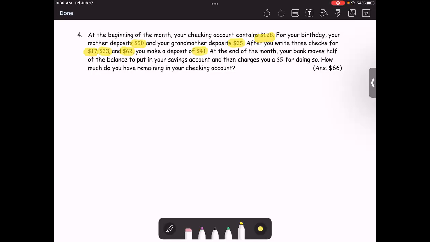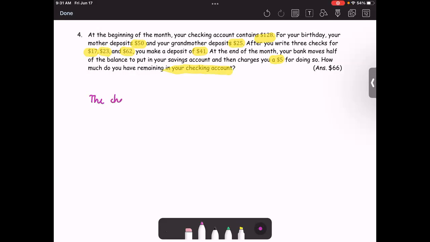At the end of the month, your bank moves half of the balance to put in your savings account and then charges you $5 for doing so. How much do you have remaining in your checking account? The key term is about what you have left in your checking account at the end of the month. So let's see.